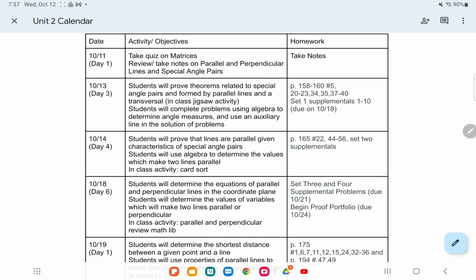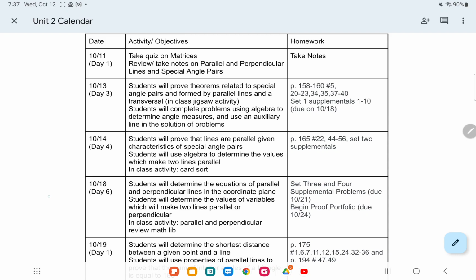We've already taken our quiz on matrices, and those grades are in Aspen. Starting on October 13th, we'll do work with proving theorems related to special angle pairs. We'll have an in-class jigsaw activity, and there'll be problems using algebra to determine angle measures and using an auxiliary line in the solution of problems.